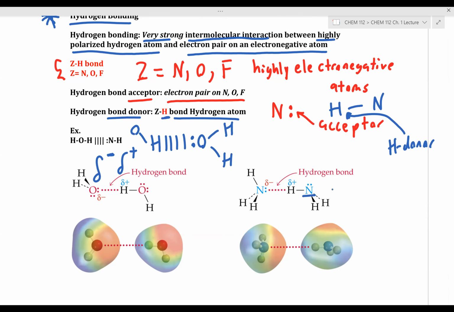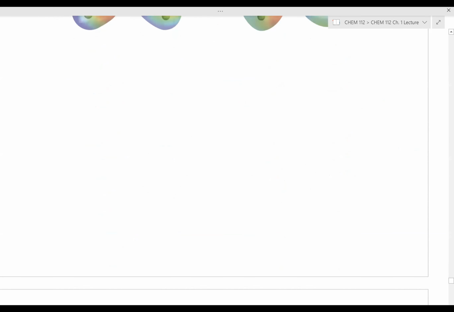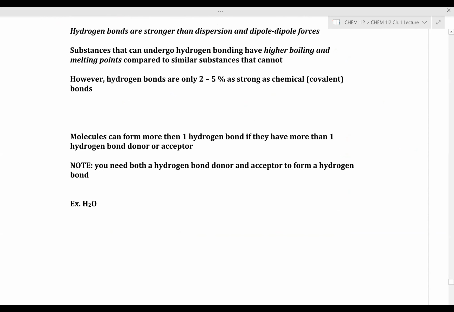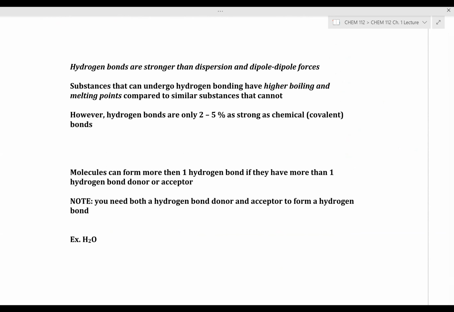Okay. So as our last set today, let's talk a little bit about hydrogen bonds. Hydrogen bonds are stronger than dispersion and dipole-dipole forces. So substances that can undergo hydrogen bonding have higher boiling and melting points. Now, just to put this into perspective, these intermolecular forces are still much, much weaker than the strength of a chemical bond. But they do have an effect on molecular properties, such as melting point, boiling point, and viscosity.